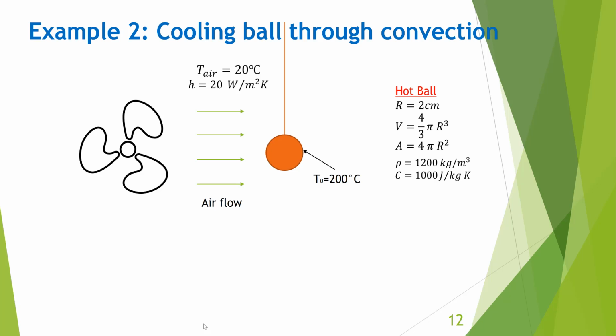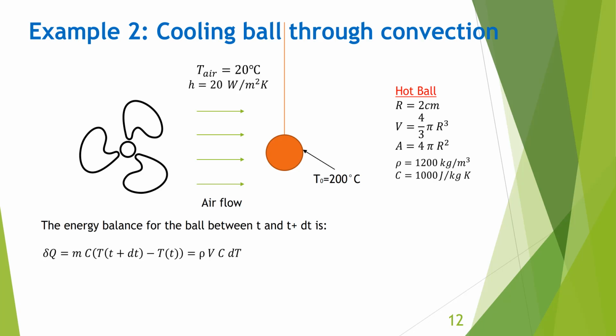Let's take now example 2, the cooling ball through convection. Now there is no radiation, we will neglect the radiation, which is not really rigorous, but it is just to make the exercise. We take only convection in this exercise. We have an air flow through a fan at a temperature of 20 Celsius. H, the convection coefficient, is equal to 20 watts per square meter Kelvin, and these are the characteristics of the ball. The ball is left at time t equals 0 at a temperature of 1000 Celsius.